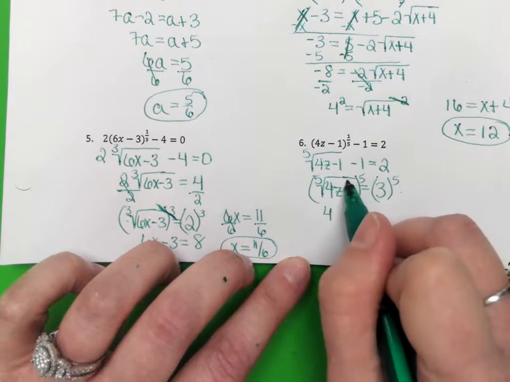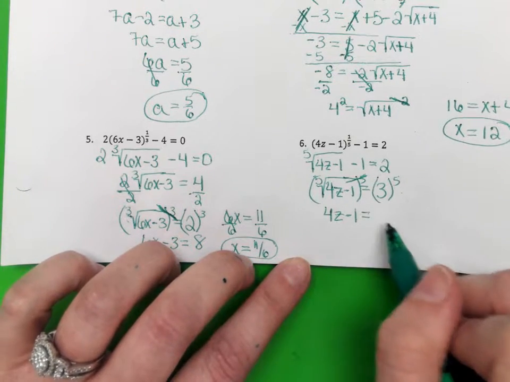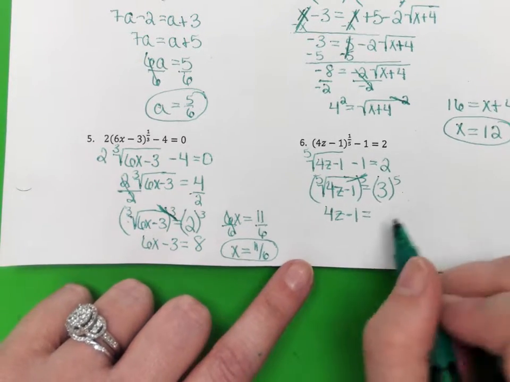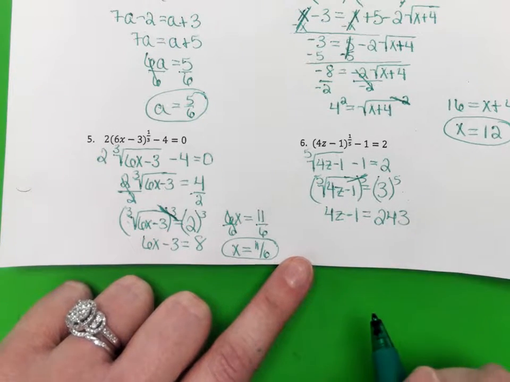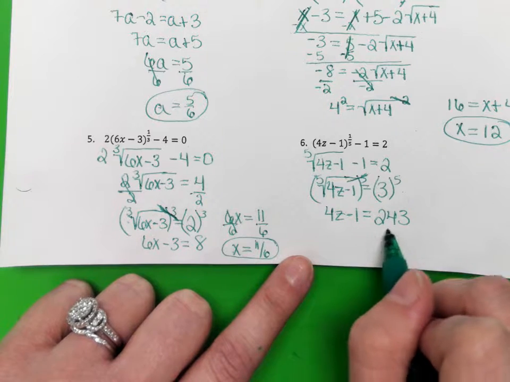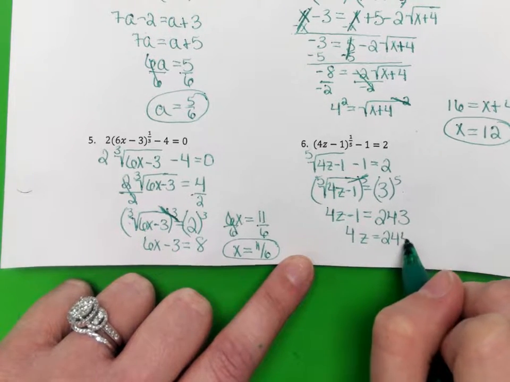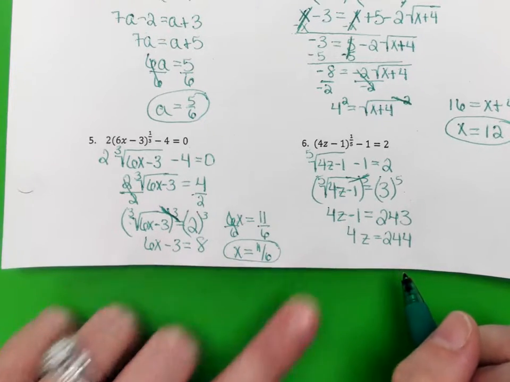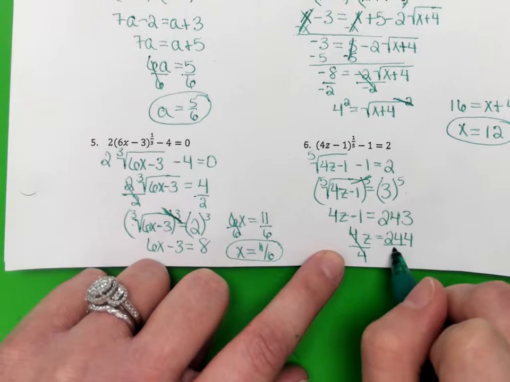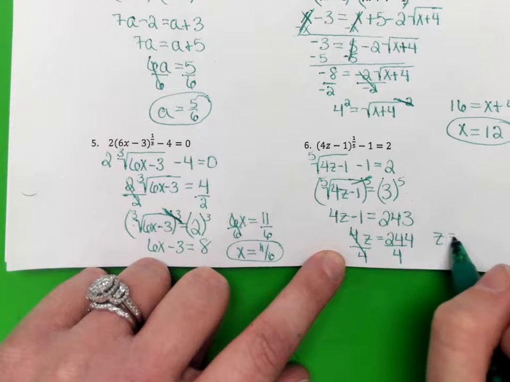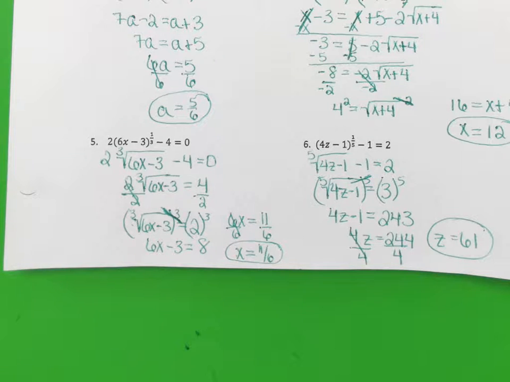So that leaves me with 4z minus 1 equals, what's 3 to the 5th? 243. Add the 1 over. 244, very good. Divide, and that one does go in evenly, doesn't it? Yep. Very good. Y'all okay?